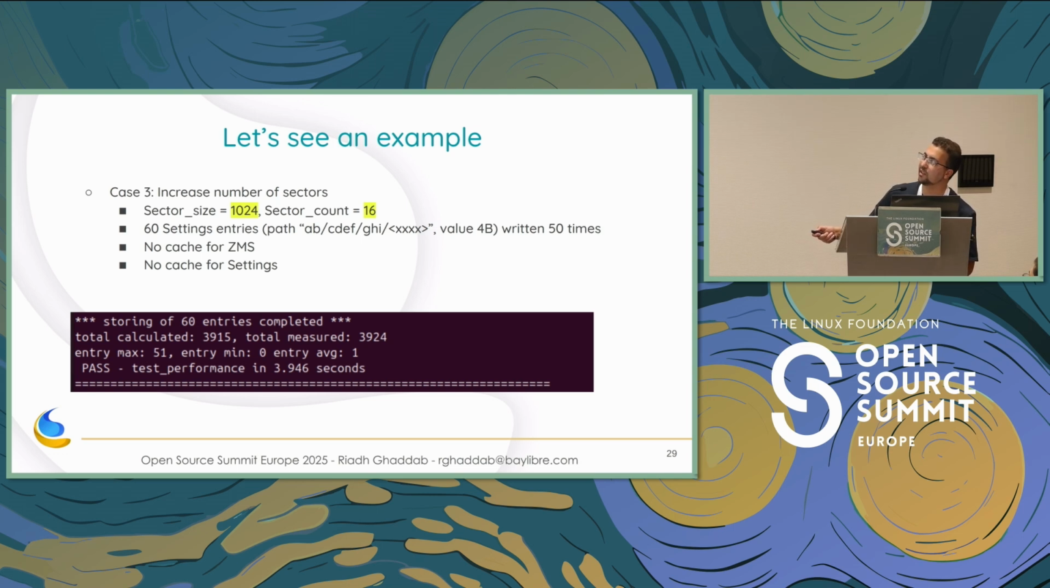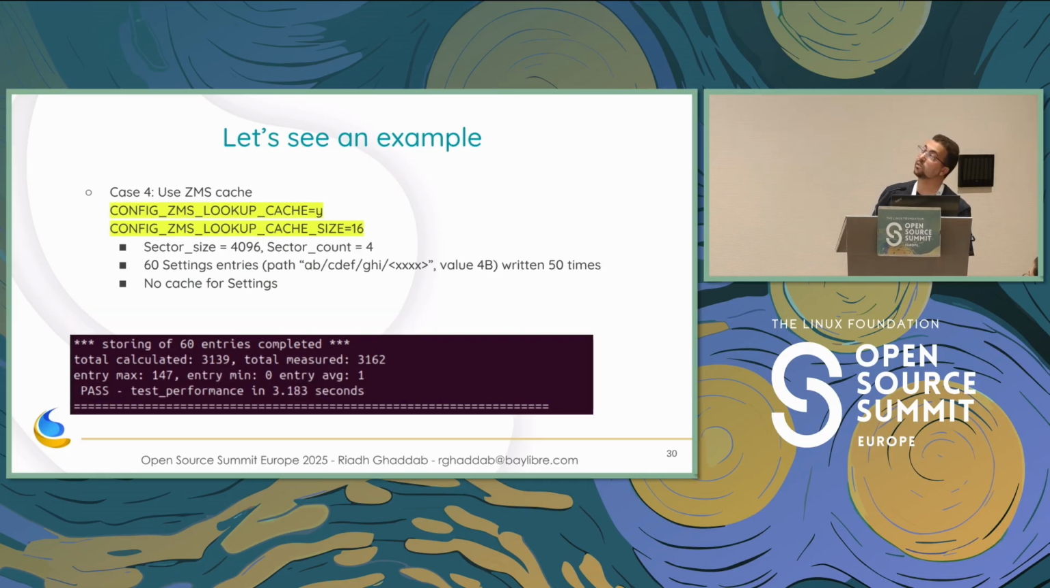But the difference is that the maximum, like I said, the garbage collection now is faster. So the maximum latency that you can get with one entry is 50 seconds. So depending on your application, you need to know how to modify these parameters to get numbers that are acceptable for your application. Now I started using a little bit of cache, of ZMS cache.